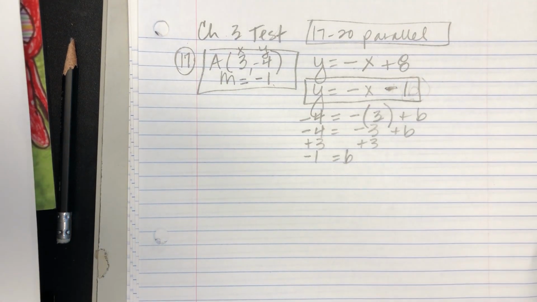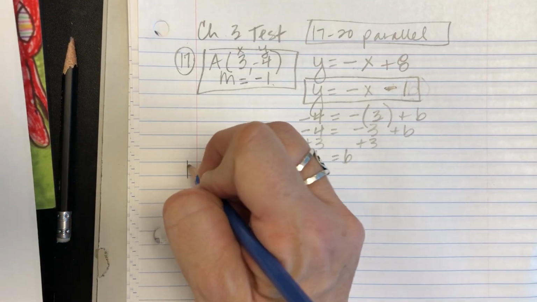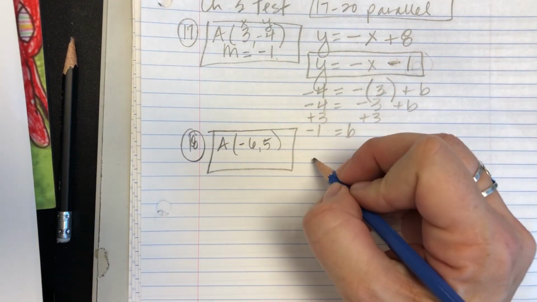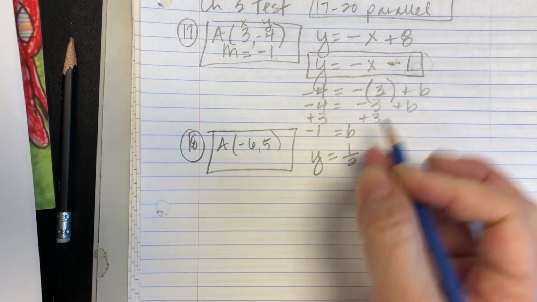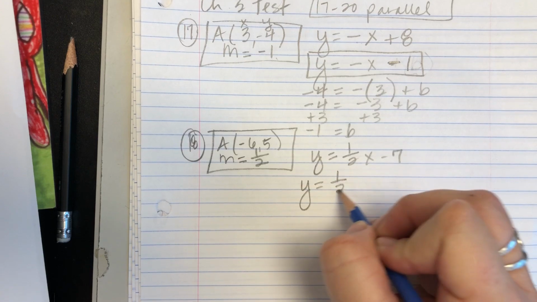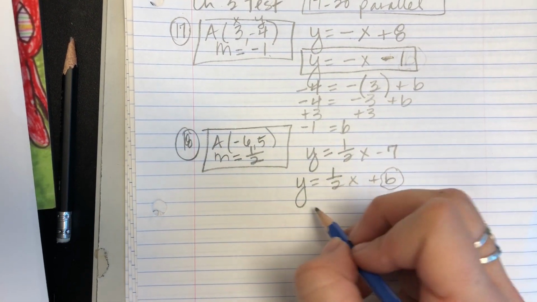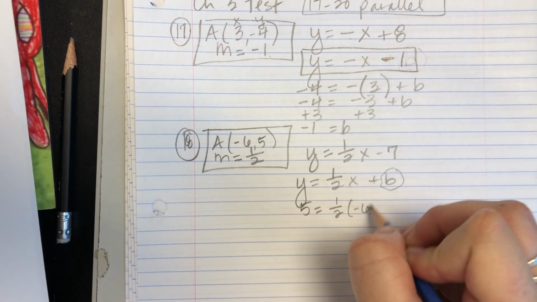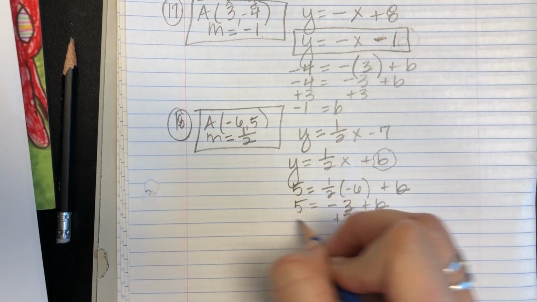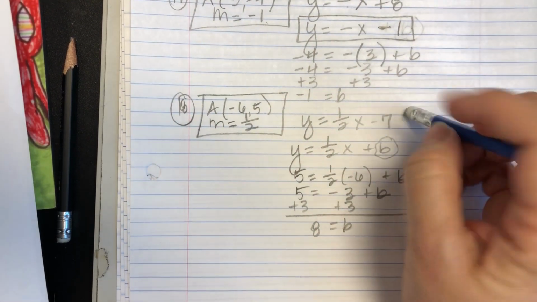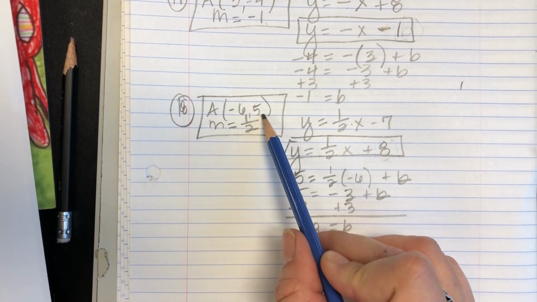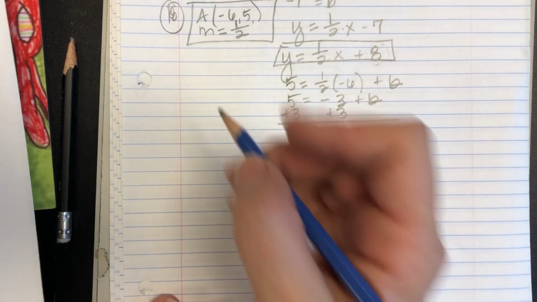So same slope, and then figure out what the b is. Number 18. The point they give us is (-6, 5). We have to write an equation through that point that's parallel to the given line, y equals 1/2 x minus 7. So the slope has to be 1/2. I set up y equals 1/2 x plus b, and I don't know what the b is, so I use my x and y: 5 equals 1/2 of -6 plus b, so 5 equals -3 plus b. When I add 3 to both sides, b is equal to 8. Go back up and put plus 8. There's the equation of the line parallel to this one that goes through this point. Same slopes, different y-intercepts.